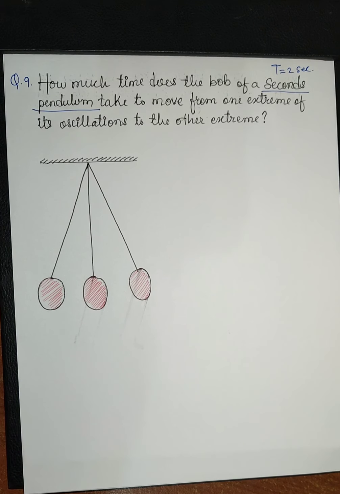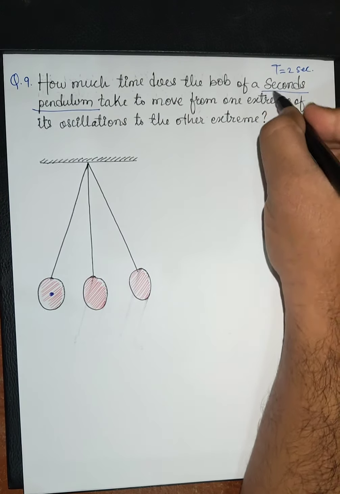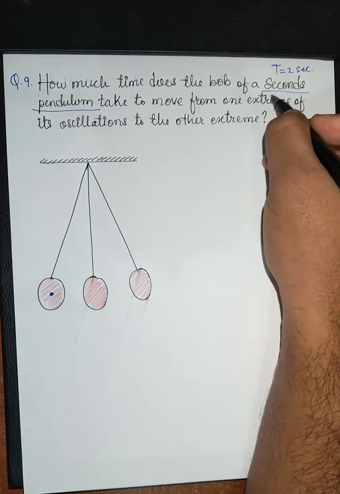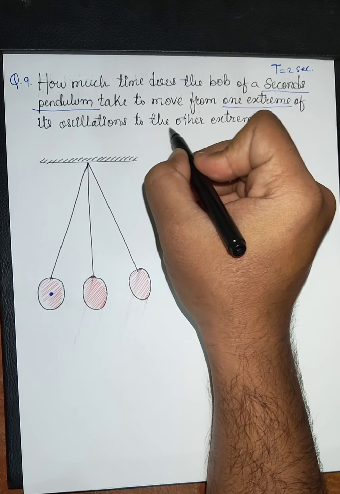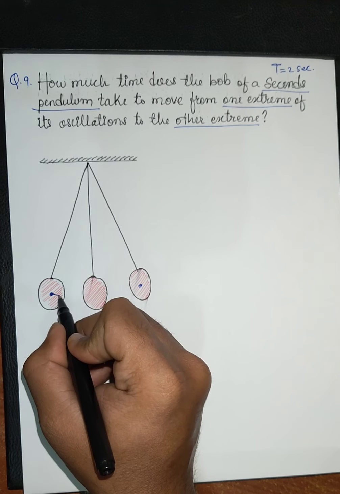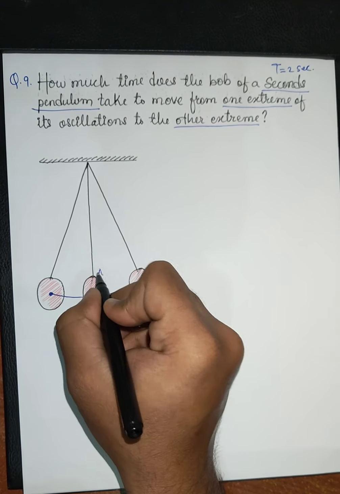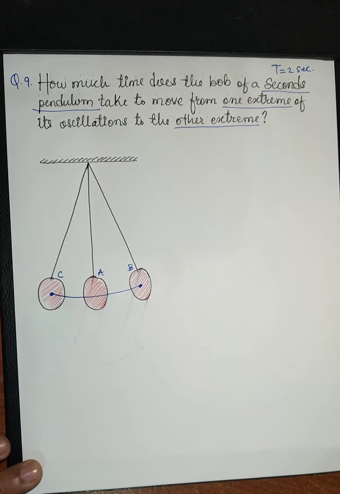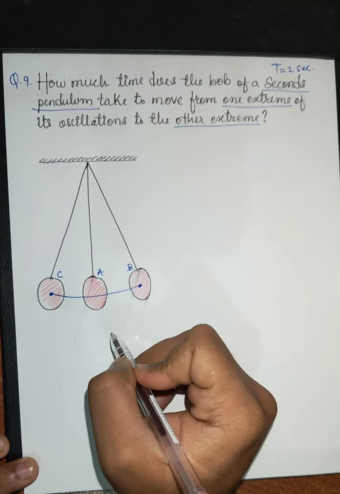Now the question says that the bob is moving. How much time does it take from one extreme to another extreme? That means from this point to this point, and it goes like this. If this is A, this is B, and this is C, we need to find the time for motion from C to B.